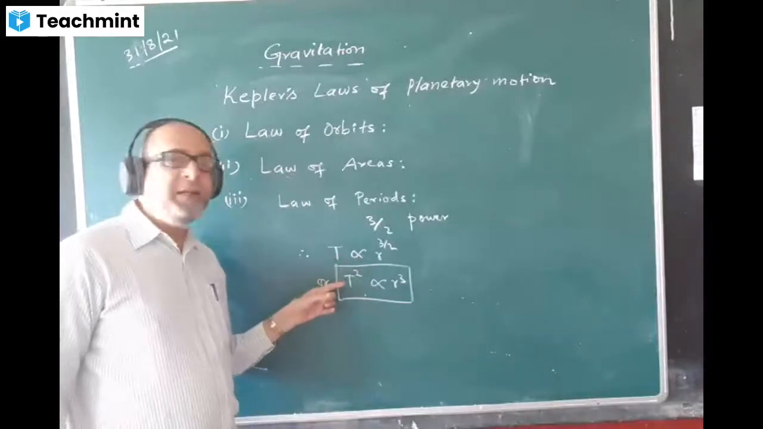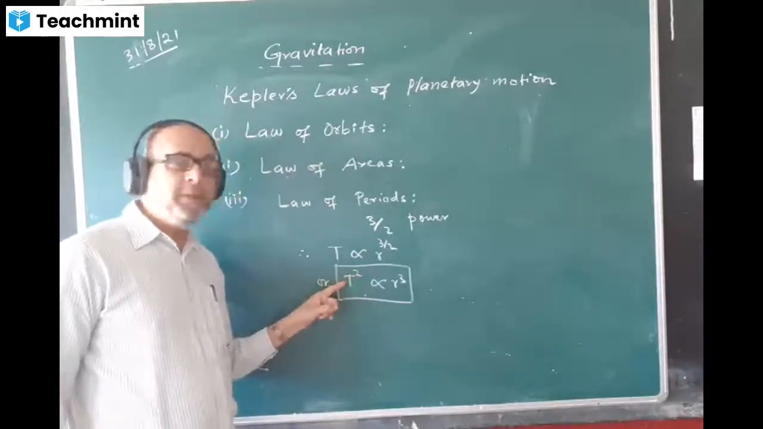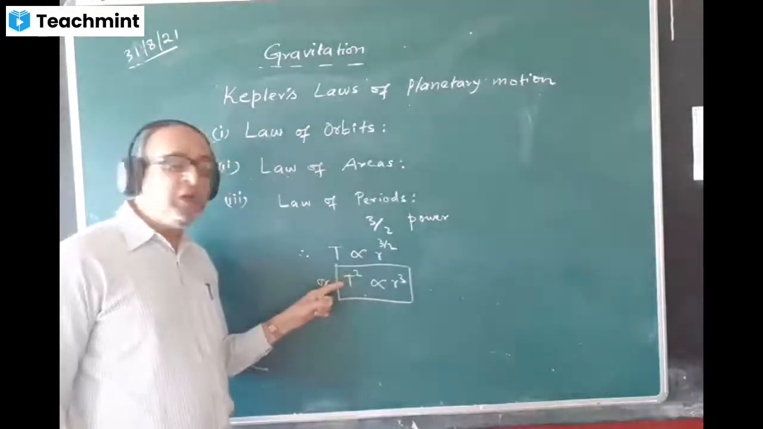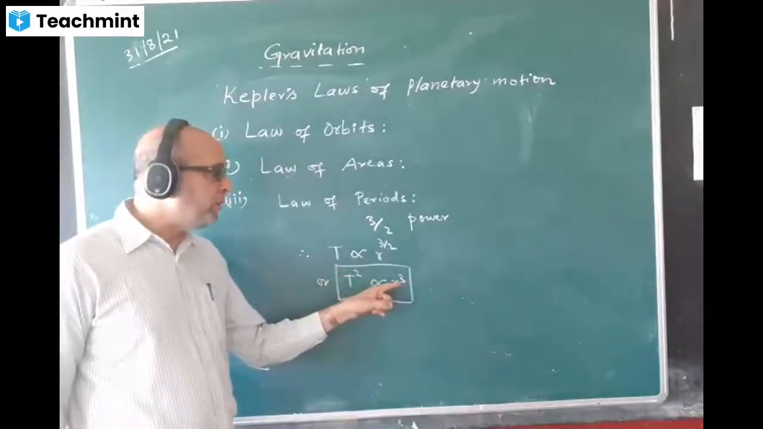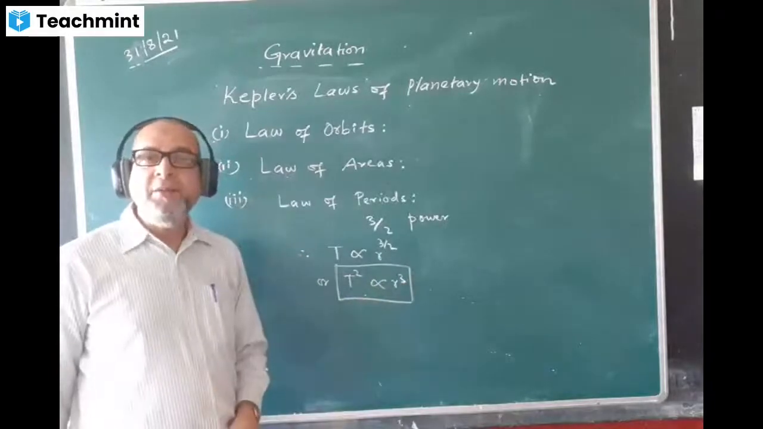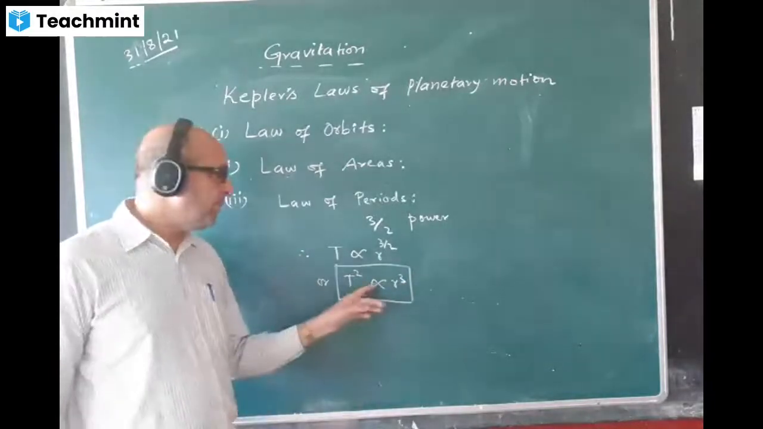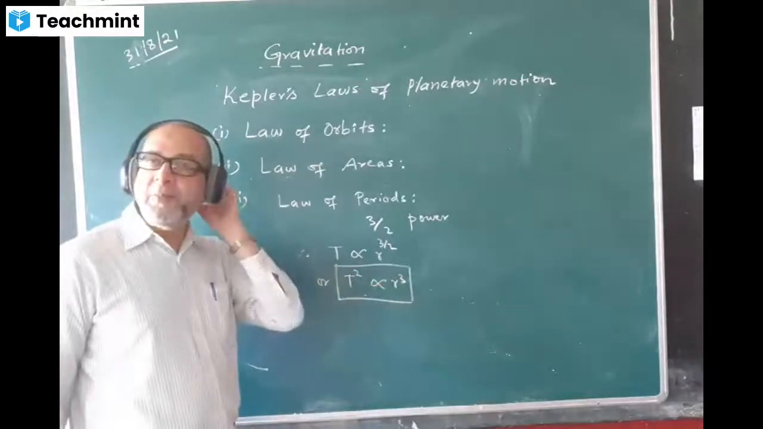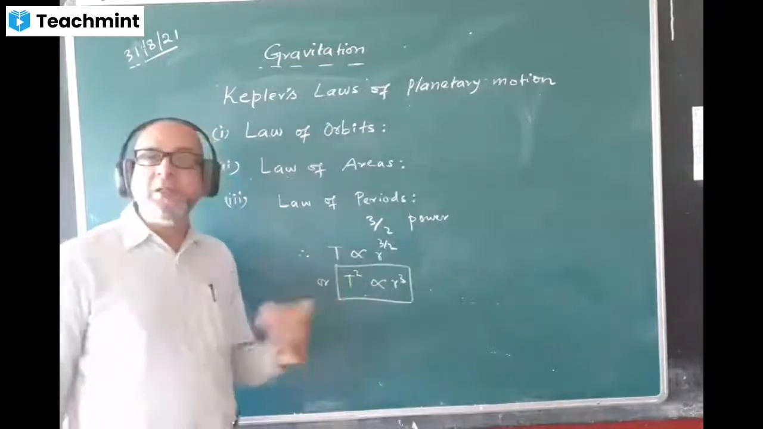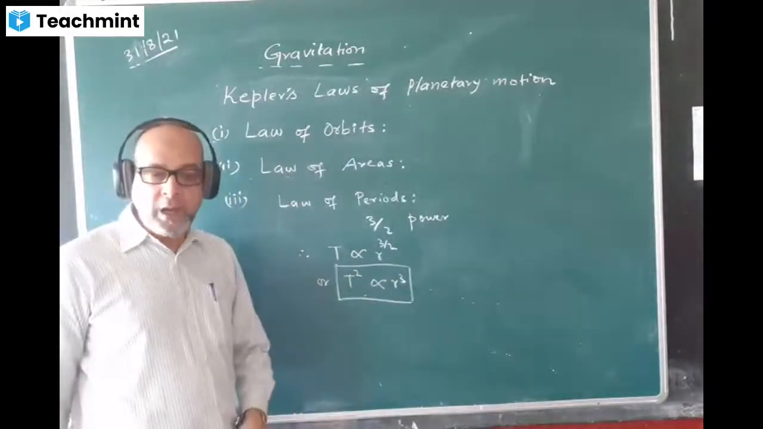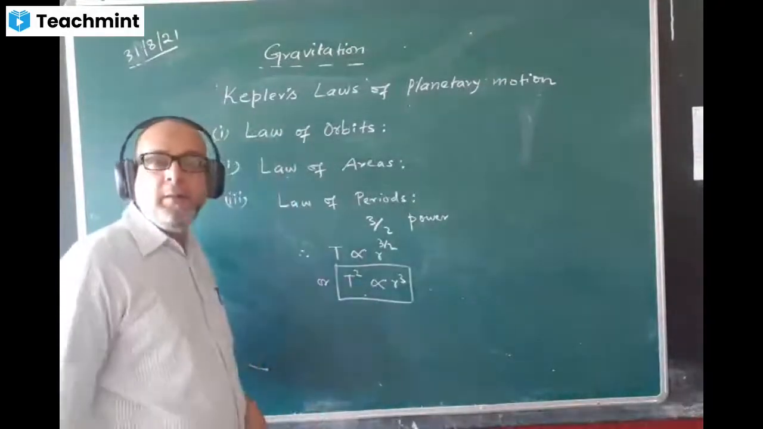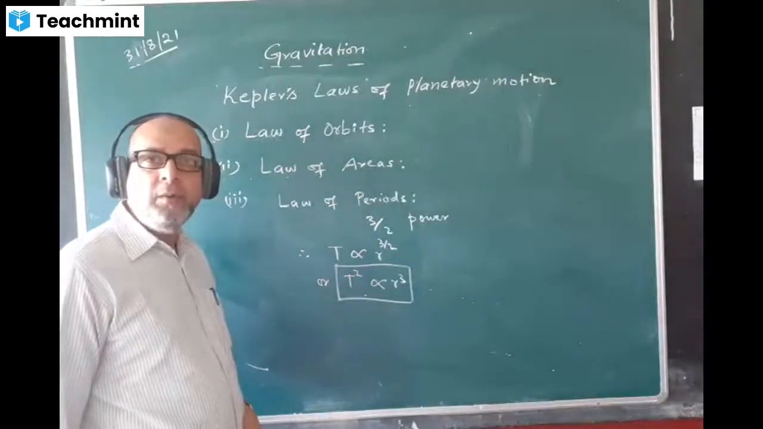This law we can read as: the square of the period of revolution of a planet is directly proportional to the cube of the mean distance between the planet and the sun. In short, remember T square is directly proportional to R cube. Understood?